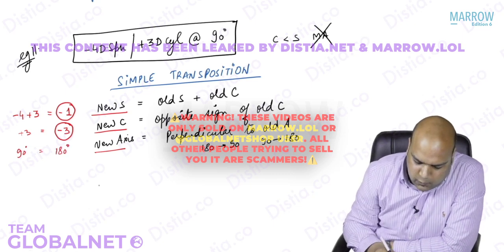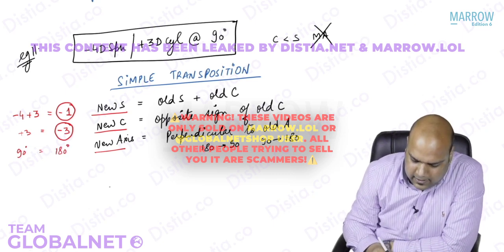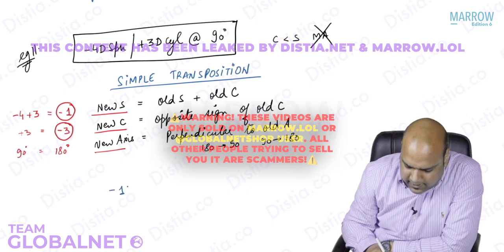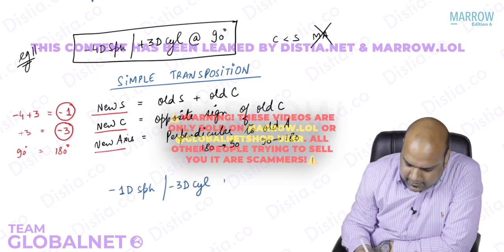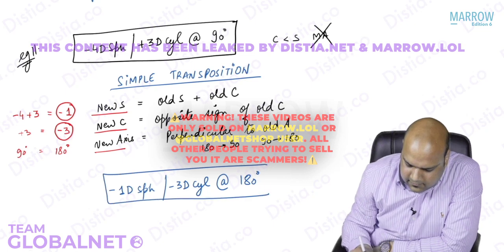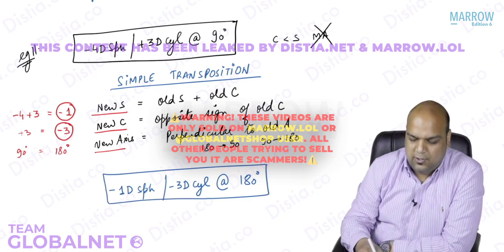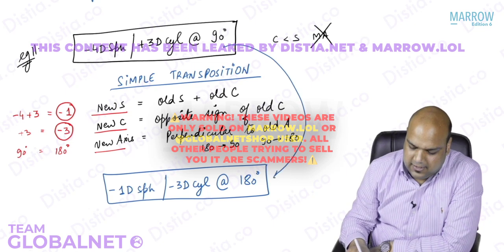So what does the new transposed number become, everybody? The transposed number becomes minus 1 diopter sphere with minus 3 diopter cylinder at 180 degree. Okay. So from this we have reached this.